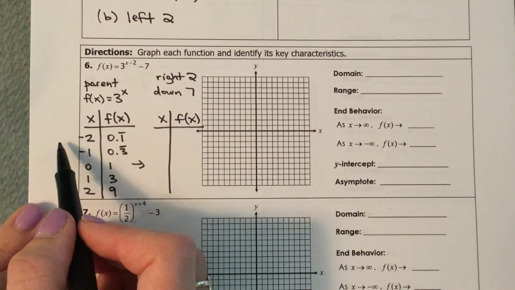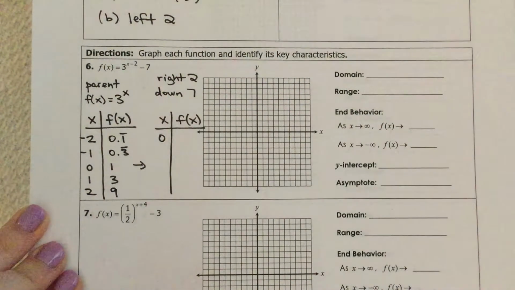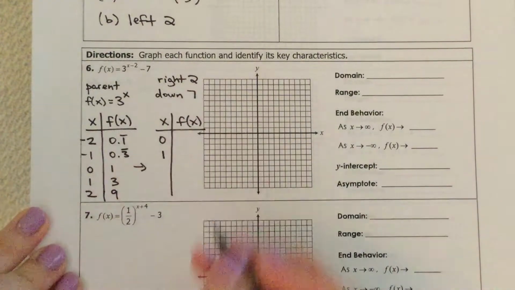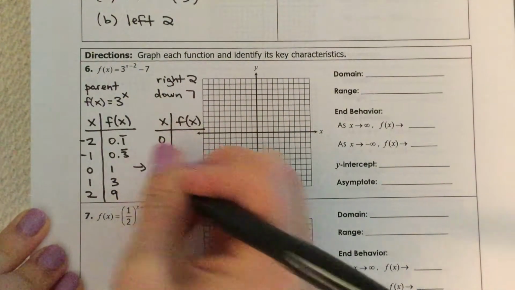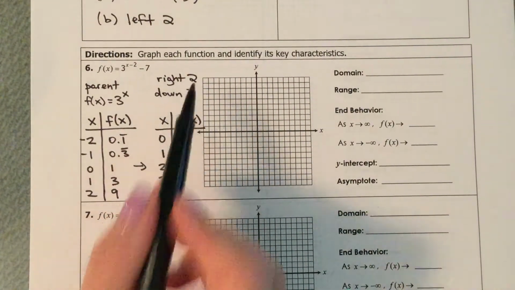So if I take negative 2 and move it to the right 2 units, it ends up at 0. And if I take negative 1 and move it to the right 2 units, it ends up at 1. So you can see where this pattern is going. It's going to look like that. All right, so I moved all of my x values to the right 2 units.